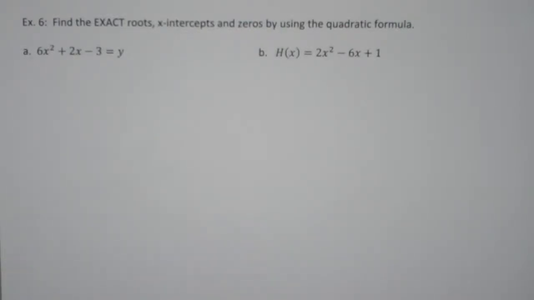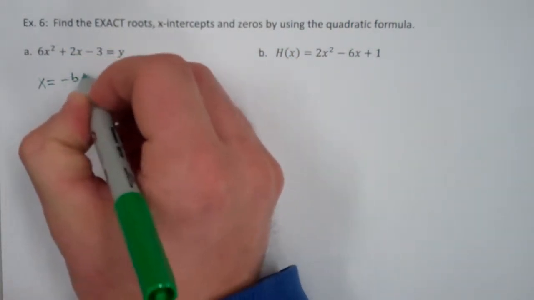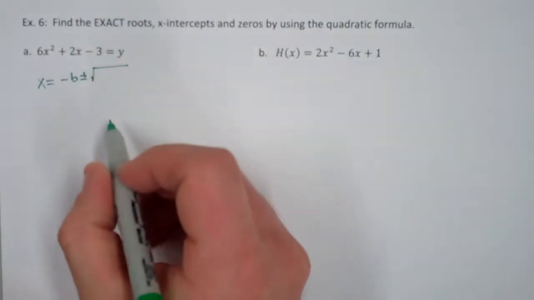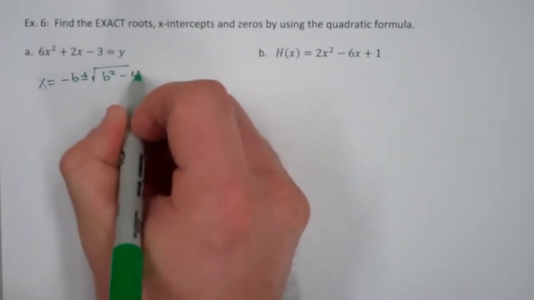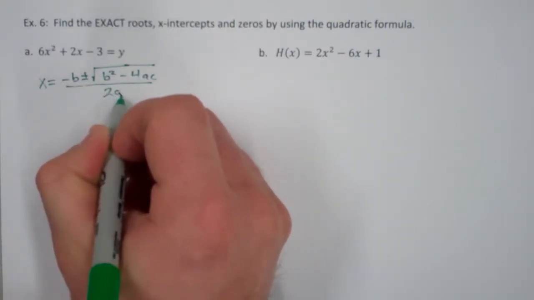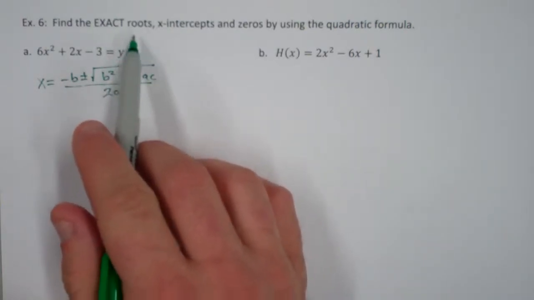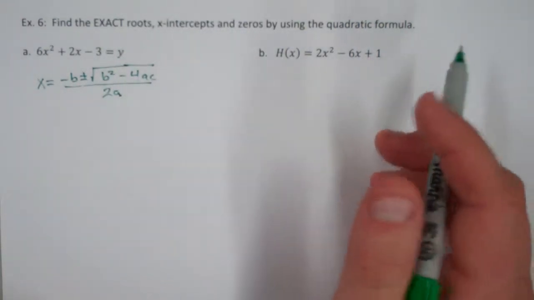In example 6 here, we need to find the exact roots, x-intercepts, and zeros by using the quadratic formula. Alright, so quadratic formula. x is equal to the opposite of b plus or minus the square root of b squared minus 4ac, all over 2a. So in this case, the y will be 0. That's what it means by finding the roots, x-intercepts, or zeros.